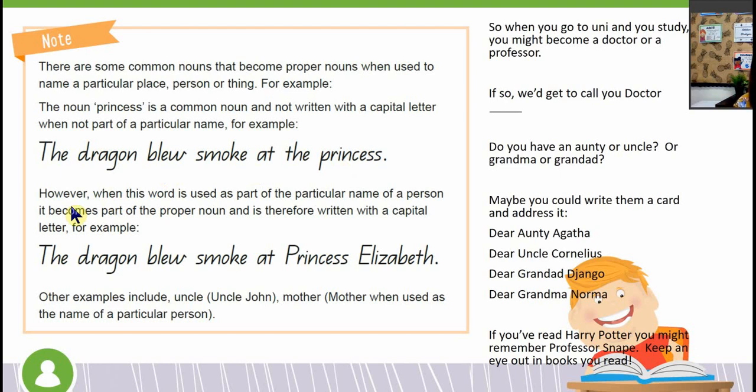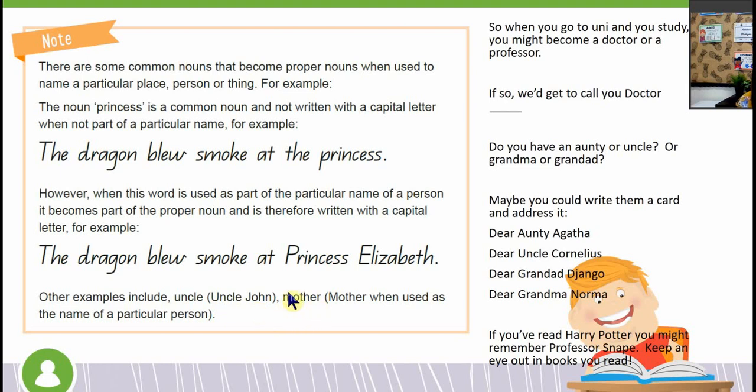However, when you use this word as part of the particular name of a person, it becomes part of the proper noun and then it is written with a capital letter. So here you can see how it changes. It becomes the dragon blew smoke at Princess Elizabeth. So now you've got a capital P and a capital E because it's become part of her name. Other examples include, if you have an uncle, uncle is written with a lowercase letter. But if you're talking about your Uncle John, you're going to give that a capital U and a capital J.